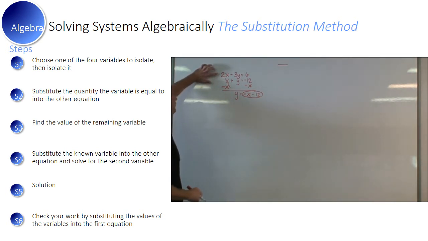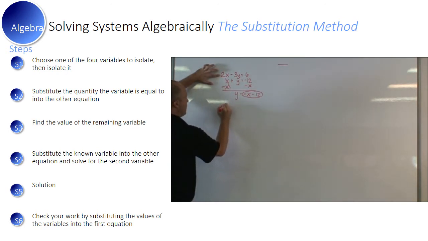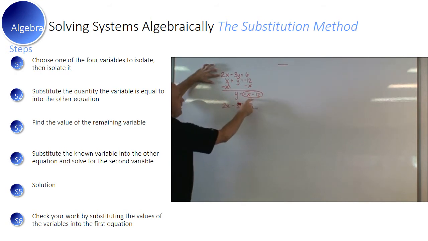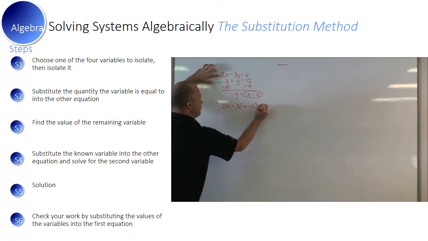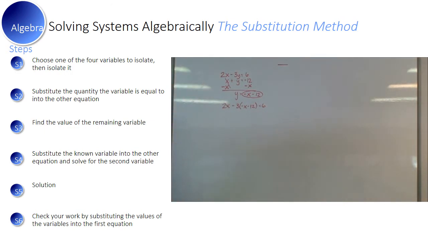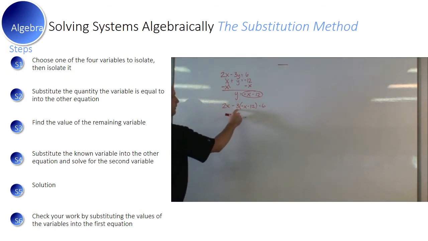So we're going to take that first equation that we haven't touched yet, and we're going to bring that down. And we're going to put in 2x minus 3, and we're going to substitute negative x minus 12 in for the y. And that's going to be equal to 6. So it's very important that when you do this, you put that quantity into parentheses, because we must distribute this negative 3 through to both the negative x and the negative 12.